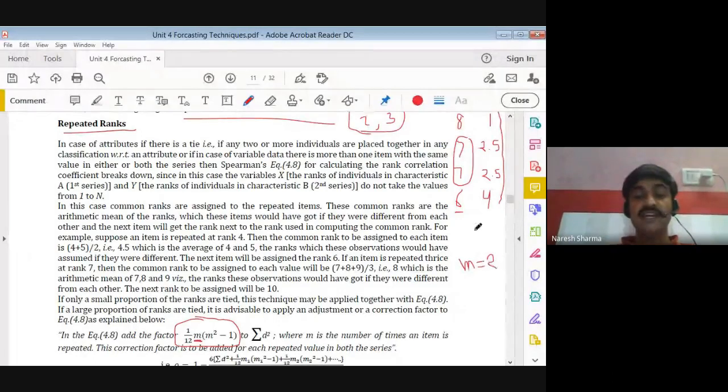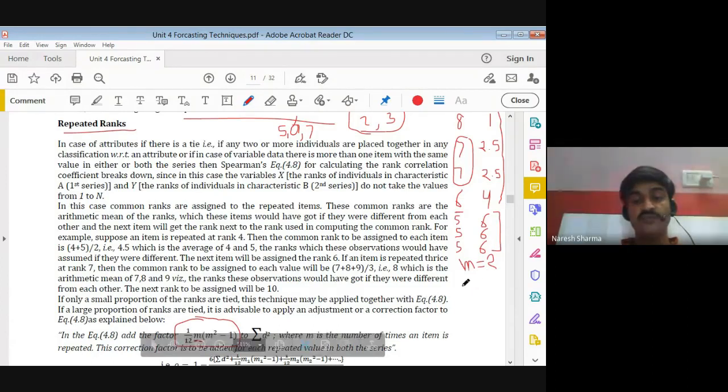Suppose 5 lies 3 times, just suppose in the same example. Up to here we have the 4th rank. So this should be 5th, 6th, and 7th position. So the average of these 3 positions, we add all these 3 and divide by 3, is 6. So all these 5s share the position number 6. So this 6 is shared by 3 entries. So m is 3 here.